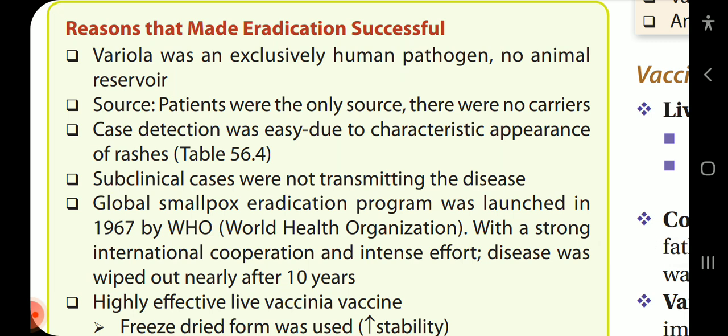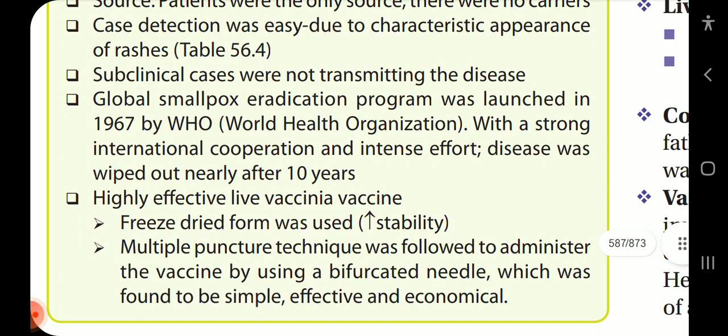Reasons that made eradication successful. Variola was an exclusively human pathogen, with no animal reservoir. Source: patients were the only source and there were no carriers. Case detection was easy due to the characteristic appearance of the rashes. Subclinical cases were not transmitting the disease.